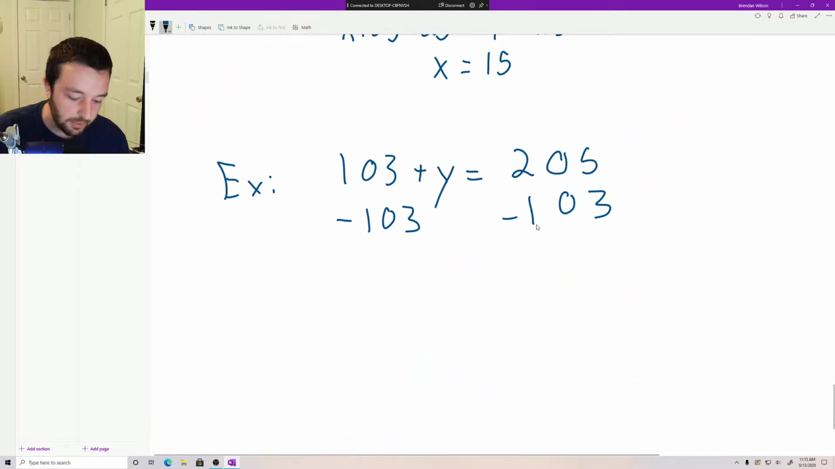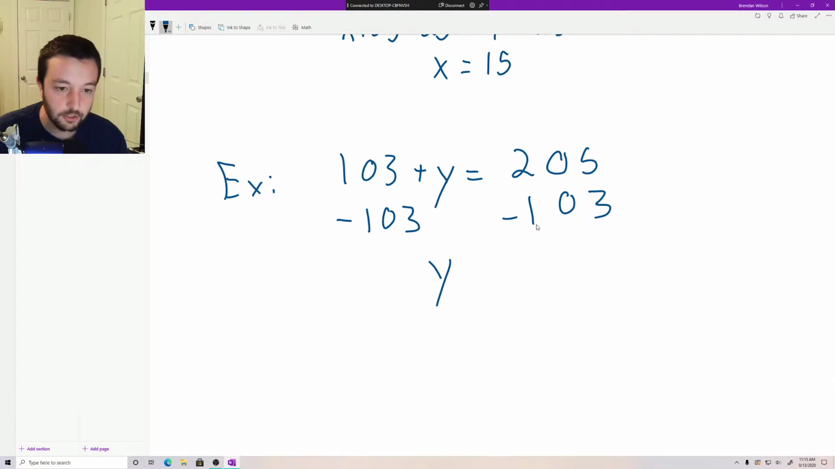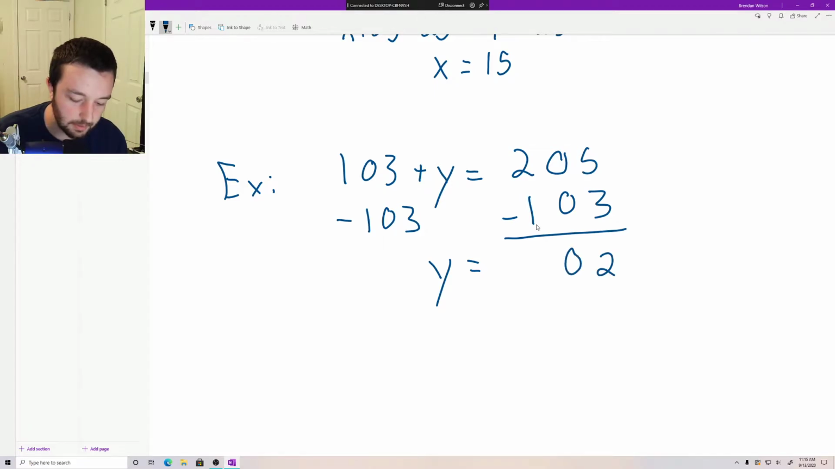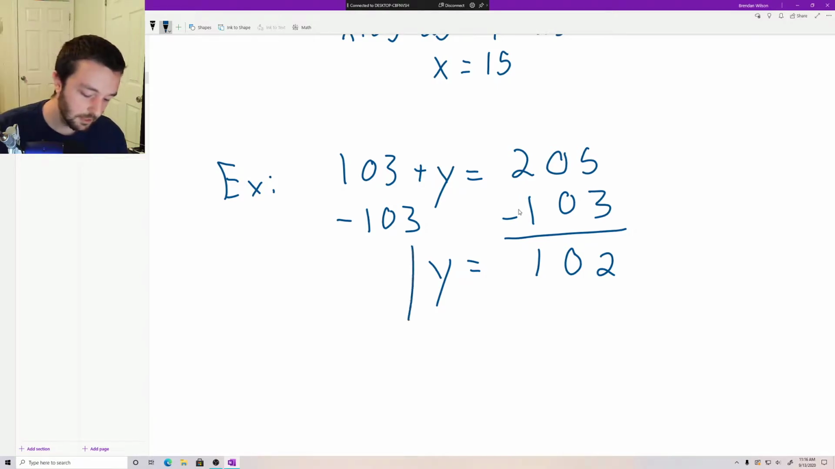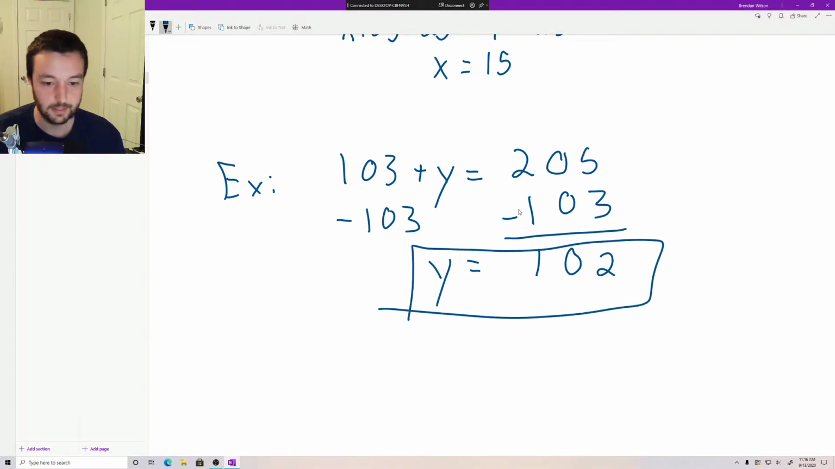So when we do that, over here we just have y, because 103 minus 103 is 0. 0 plus y is y. Now over here we can do the subtraction. So, I mean, it's already set up, so we can just do it like this. And we get 102. So y equals 102 is our final answer. Okay.